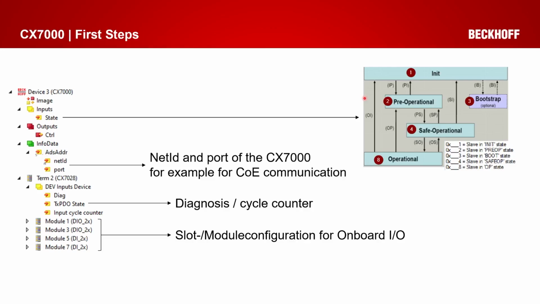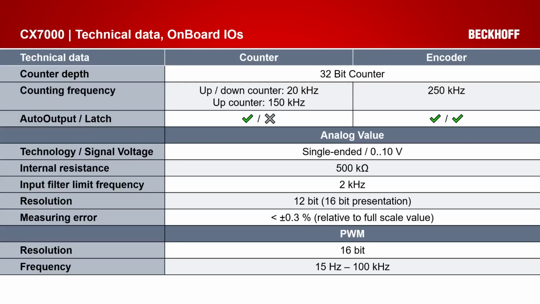The configuration of the onboard IOs is done by slots and modules. In total, we have 4 slots. One slot contains up to 3 modules, which can be configured according to the application or according to the request.